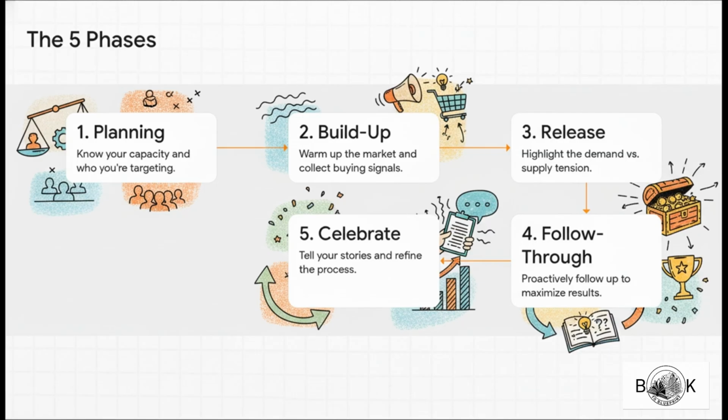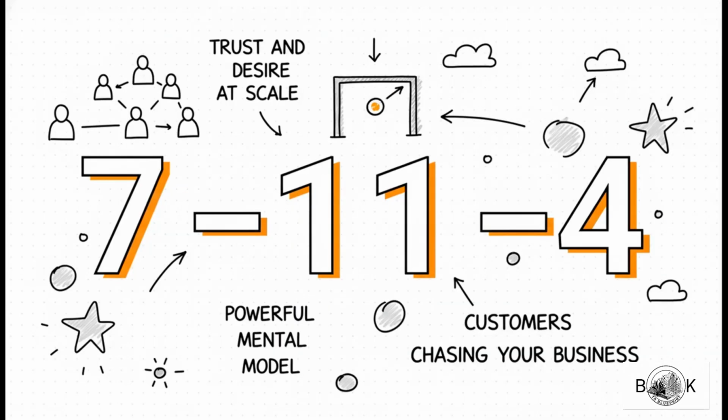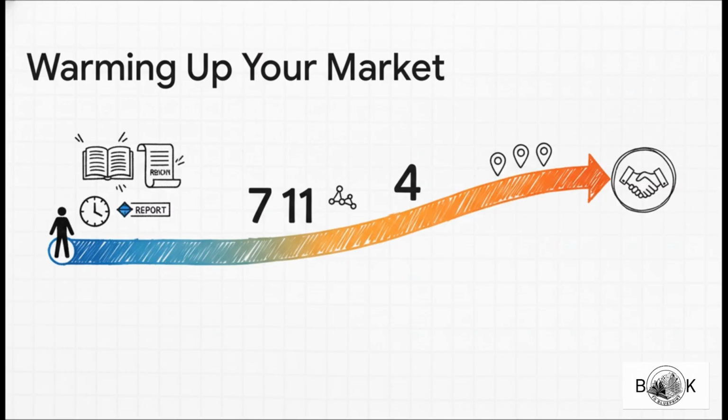next round even better. Okay, so during that really critical build-up phase, your main goal is to create trust and desire at scale. And the 7-11-4 rule is a really powerful, practical way to think about how to actually get that done. This rule gives you a tangible target for all that pre-sale work. It basically says that your prospects need to spend about 7 hours with your content, see it in 11 different ways and in at least 4 separate places before they really know, like, and trust you enough to buy.